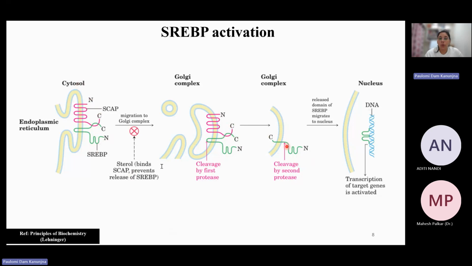As we have understood the concept here, when it is bound to the ER, it cannot go and bind in the nucleus. It has to break free. Now, when cholesterol levels are high, you already have a lot of cholesterol in the cell, then these SREBPs on the ER are inactive. They are secured to the endoplasmic reticulum, so they will not break away, but they are bound to another protein called SCAP, which is SREBP cleavage activating protein.